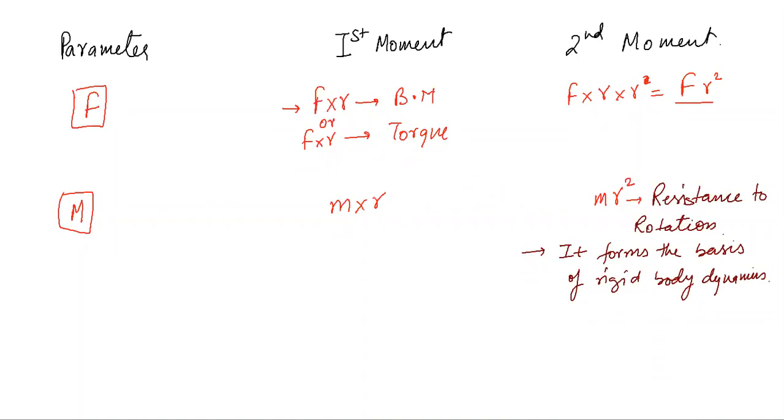Now, when we're talking about area, we can multiply it by A cross R, and the second moment is defined as A R square, right? So A R square represents, like M R square is a resistance to rotation, similarly A into R square is defined as resistance to bending, right? Resistance to bending. Now what does this mean?